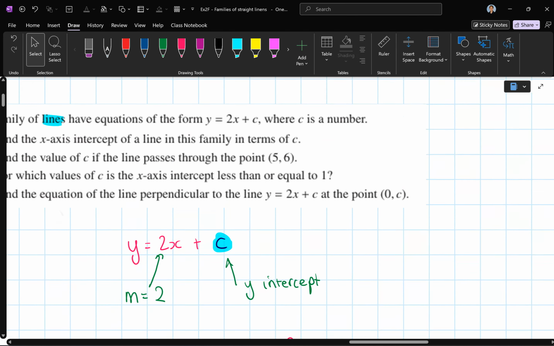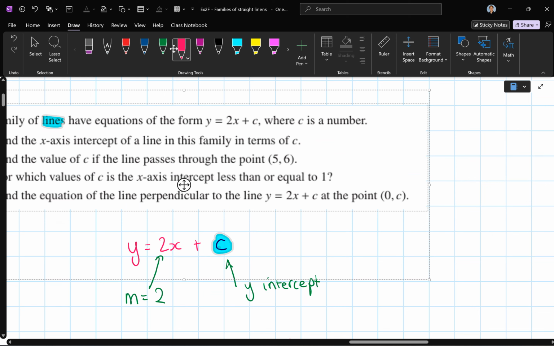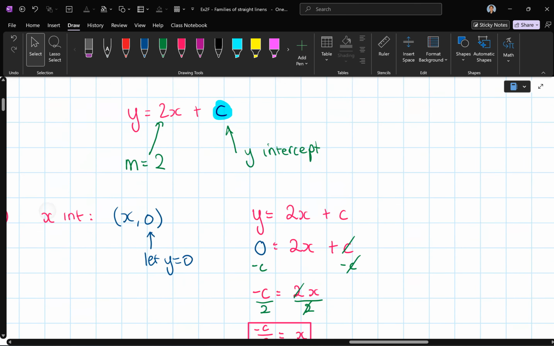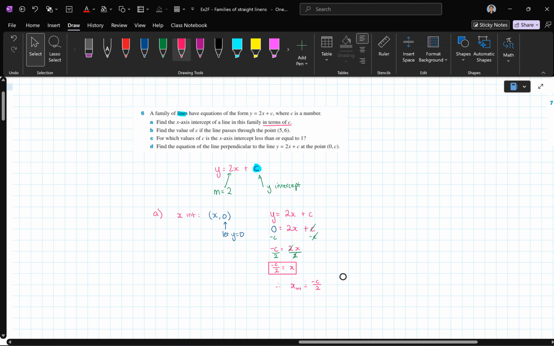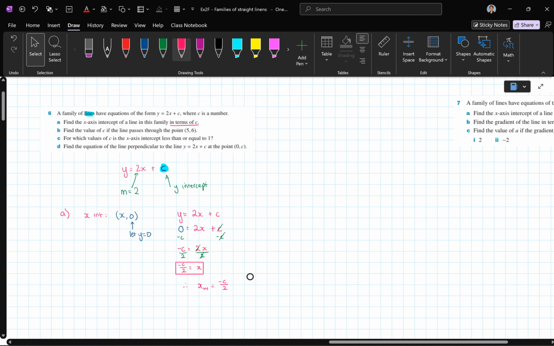That's what they mean when they say find the x-axis intercept in terms of c. In terms of c means I want the answer to have c in it. All right, let's do the next part. We've now solved part A. Let's have a look at B.